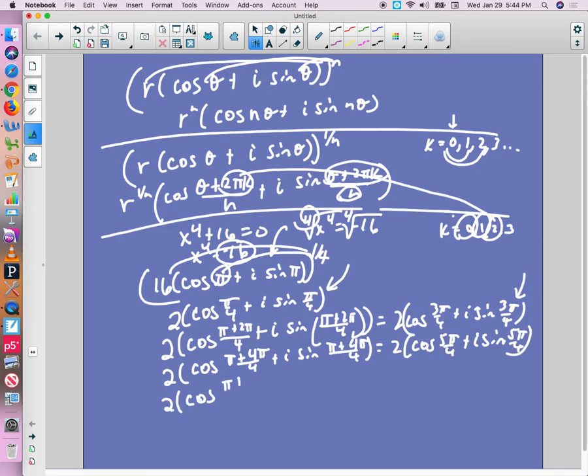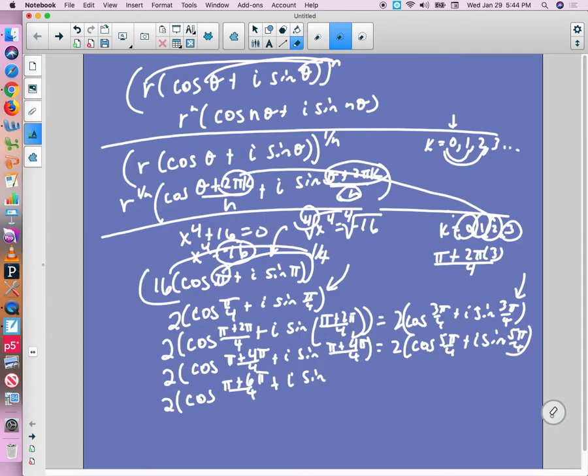Now I add my final one to it, where I'm saying pi plus 2 pi k divided by the number, which is 4. That'll give me 6 pi over 4, which gives me 2 cosine of 7 pi over 4 plus I sine of 7 pi over 4.